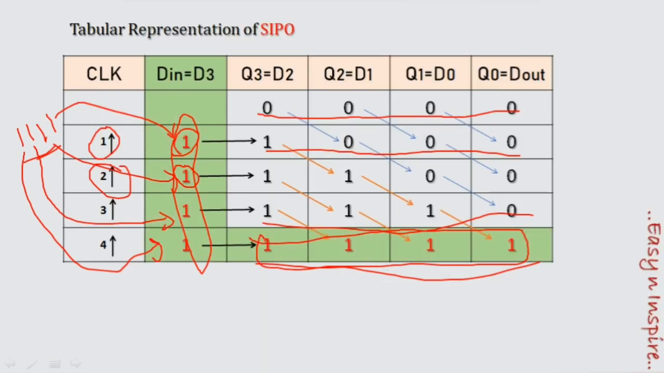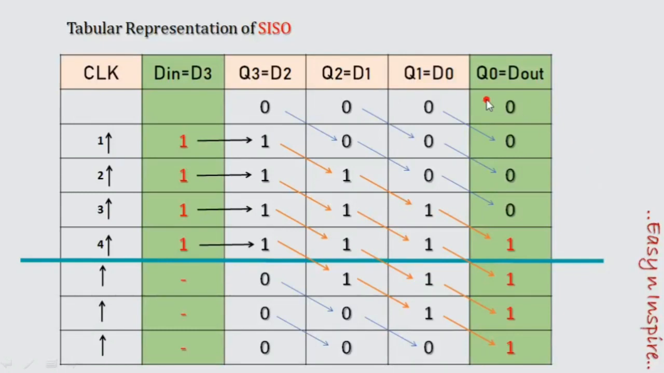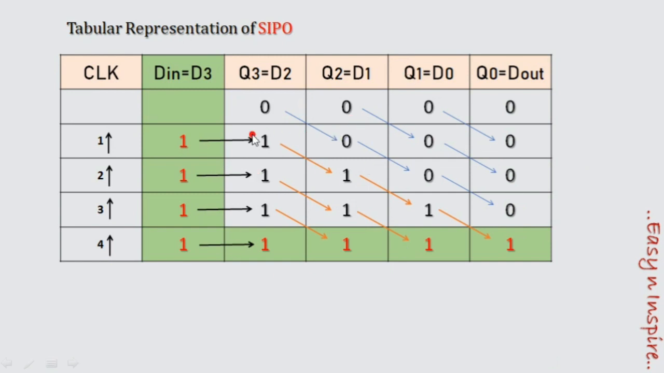So it is completed. This is the tabular representation of SIPO. Whatever data we are giving in serial, we got the same 1111 parallelly across each and every flip-flop output. So it is clear. Now we will see SISO.